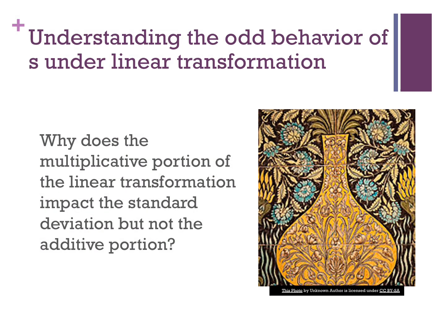So we need to understand the odd behavior of standard deviation under the linear transformation. Why does the multiplicative portion of the linear transformation impact the standard deviation, but not the additive portion? May I mention again that in the prior chapter, when we transformed a dataset, the new mean score was impacted by both the multiplicative and the additive part of the transformation. So let's take a closer look and find out why the mean and the standard deviation are treated differently under a linear transformation.